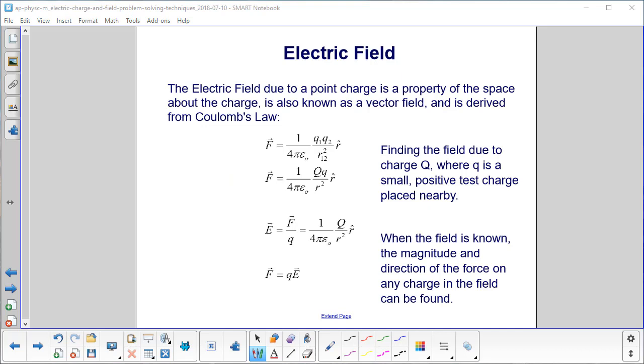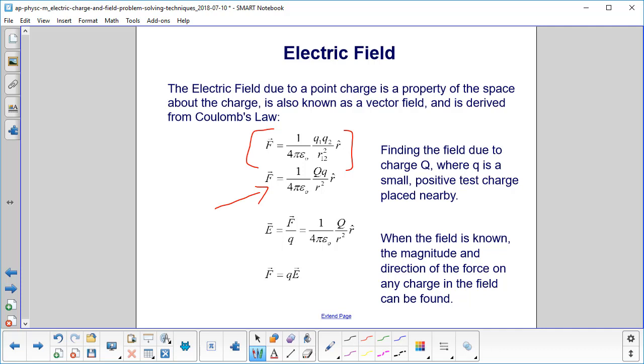The electric field due to a point charge is a property of the space about the charge. It's also known as a vector field, and it is derived from Coulomb's law. So we start right here with Coulomb's law, and then we want to find the field due to a large charge, capital Q, where little q is a small positive test charge placed nearby. We do that so the electric field from the little q doesn't affect anything, it is so small. So we just rewrite Coulomb's law like that.